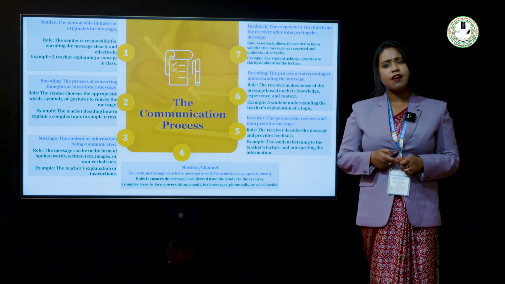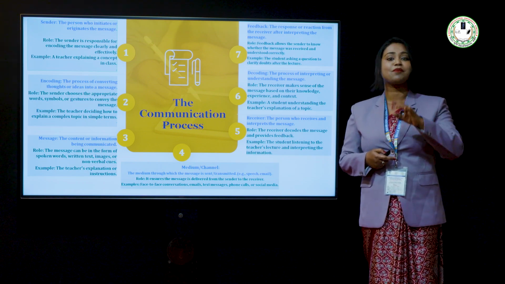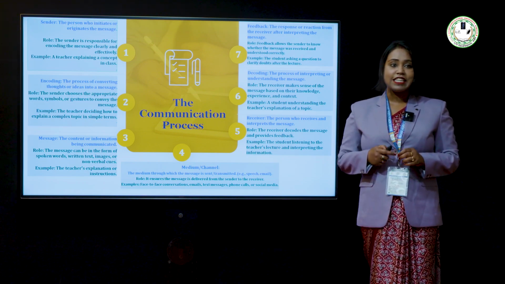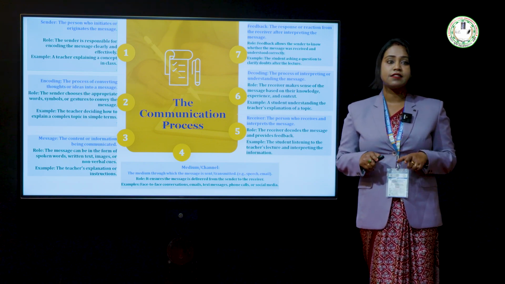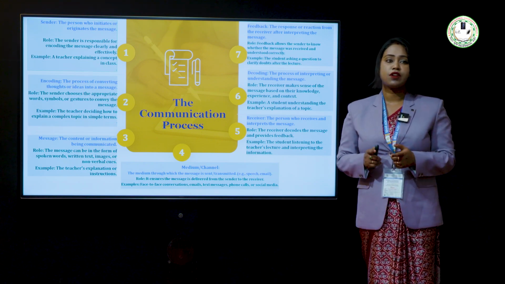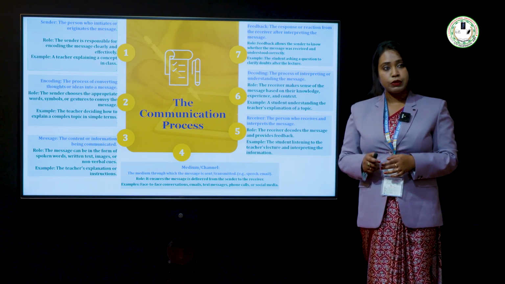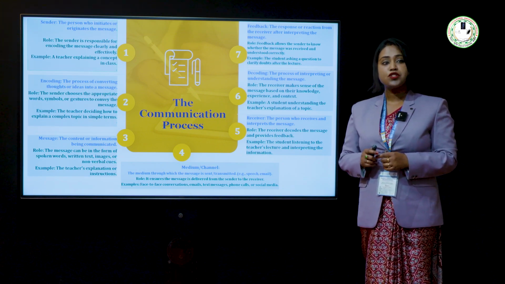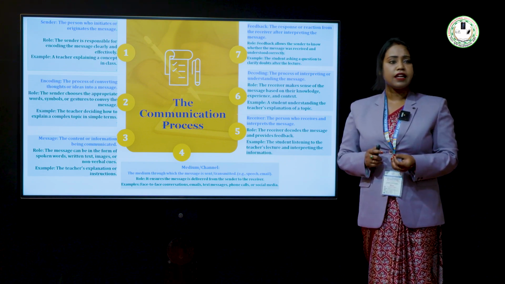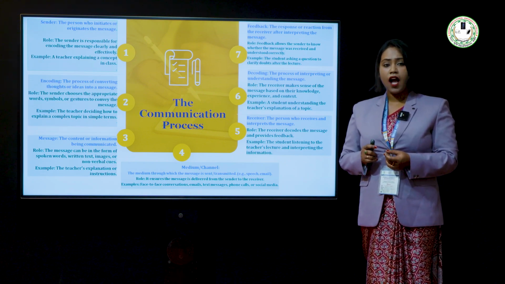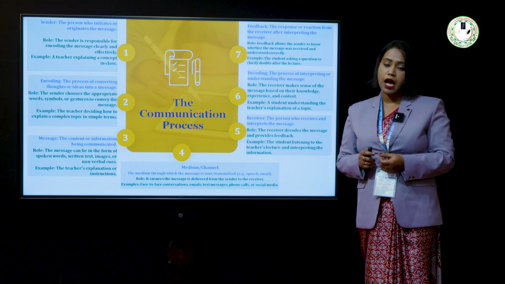Encoding is a step of the communication process, but itself it's a process, the process of converting thoughts or ideas into messages. So the sender chooses the appropriate words, symbols or gestures to convey the messages. Like a teacher deciding how to explain a complex topic in simple terms.